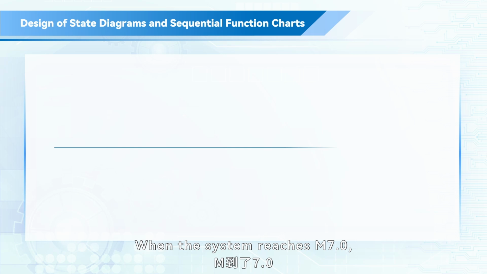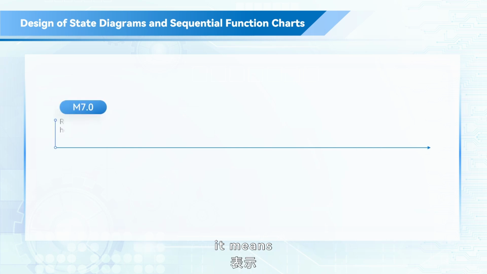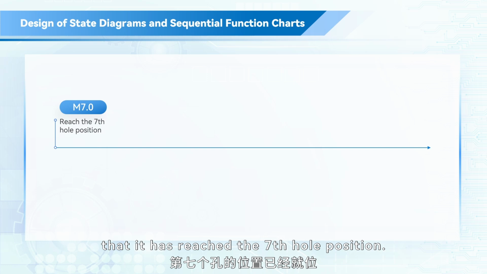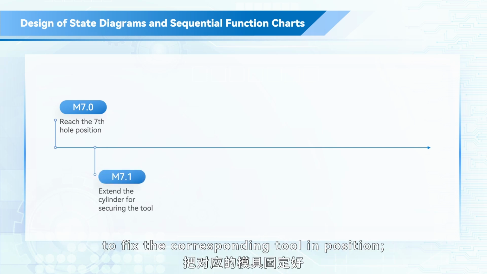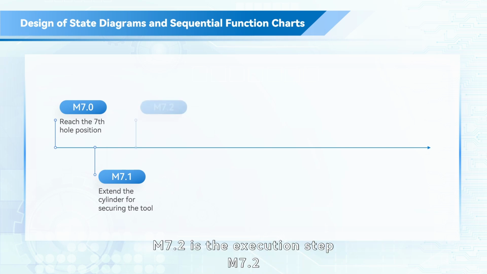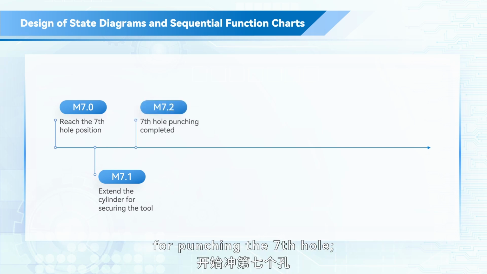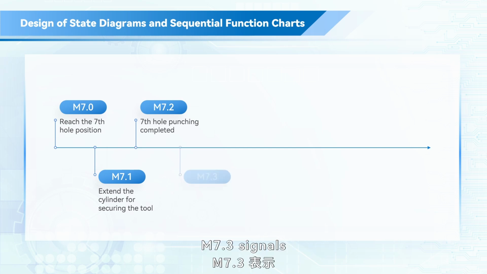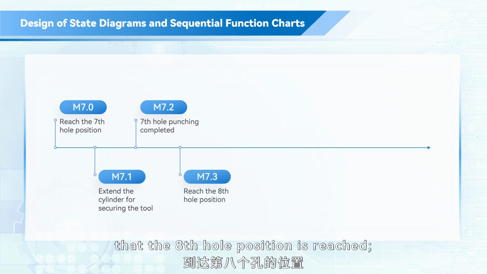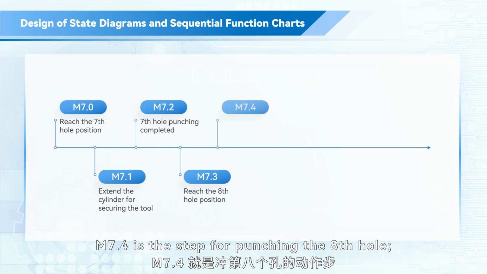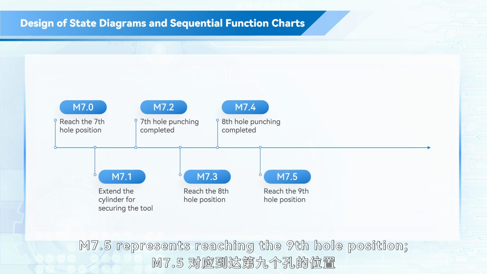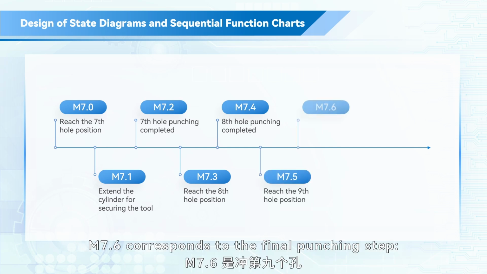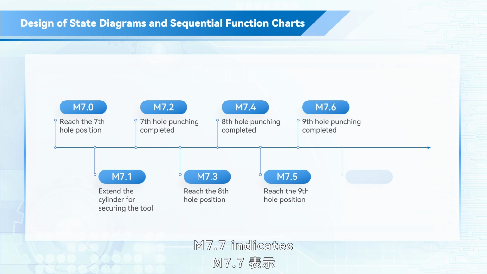When the system reaches M7.0, it means that it has reached the 7th hole position. M7.1 represents the extension of cylinder 2 to fix the corresponding tool and position. M7.2 is the execution step for punching the 7th hole. M7.3 signals that the 8th hole position is reached. M7.4 is the step for punching the 8th hole. M7.5 represents reaching the 9th hole position. M7.6 corresponds to the final punching step, punching the 9th hole.